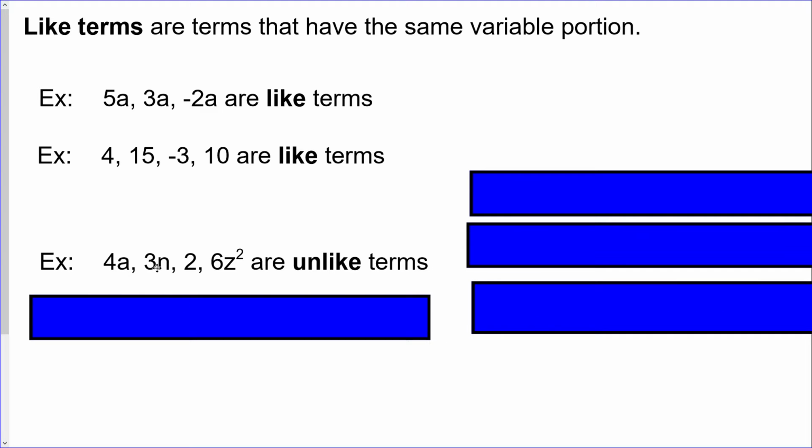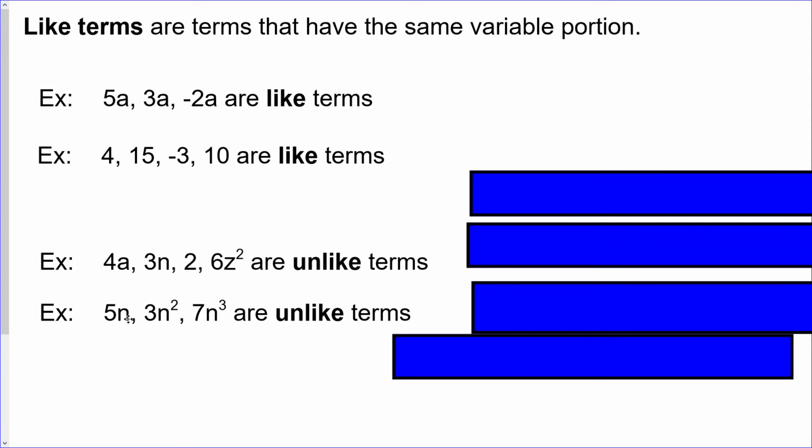So 4a, 3n, 2, 6z squared are unlike terms because their variables are different. They are different letters, or in the case of 2, there is no variable. 5n, 3n squared, and 7n cubed are also unlike terms, because for like terms, the variable portion must be exact. They cannot have different exponents.